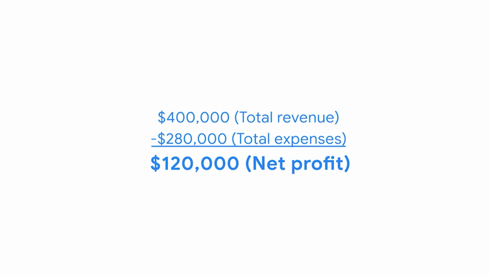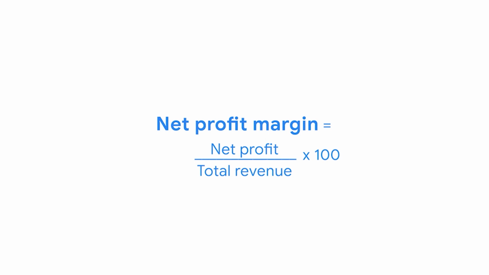$400,000 minus $280,000 equals $120,000. After that, you can take things a step further by calculating the net profit margin, which turns the net profit into a percentage. This makes it easier to compare the profitability of different products, no matter how much they cost. The net profit margin takes your net profit and divides it by the total revenue. And then you multiply the results by 100.